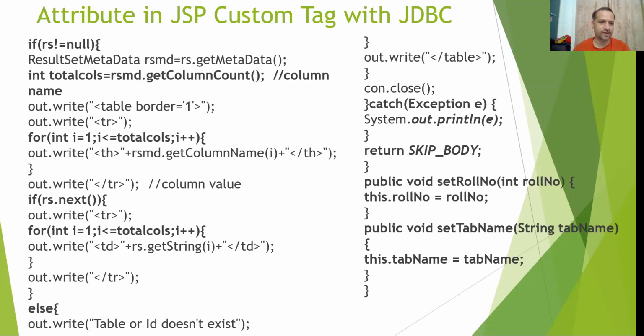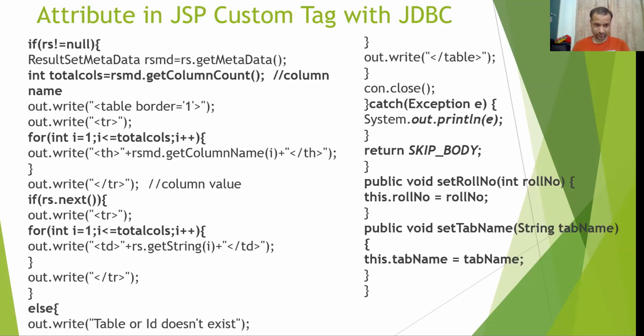Now with the help of the rs ResultSetMetaData object, I'm going to find the column count, because I have fetched only star, meaning all fields I have fetched, but I didn't know how many columns there are in my table.